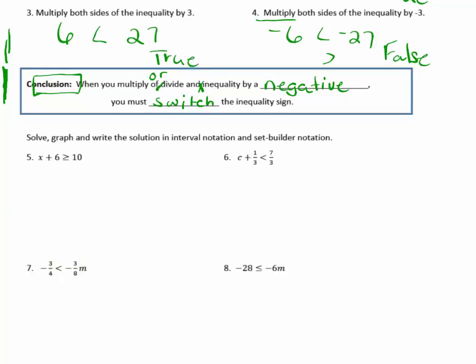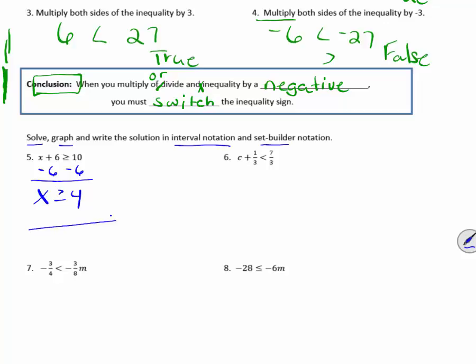So x plus 6 is greater than or equal to 10. My steps are still all the same. I have to get x by itself, so I'm going to subtract 6 from both sides, which is really like adding a negative, so I know nothing's going to change here. So x has to be greater than or equal to 4. They want me to solve, graph, and write it in interval and set builder notation. So we're doing 4 things here.